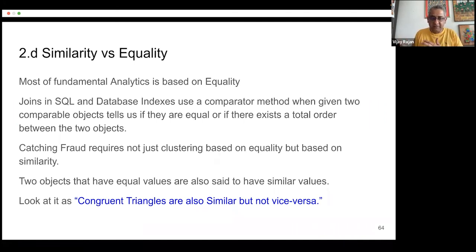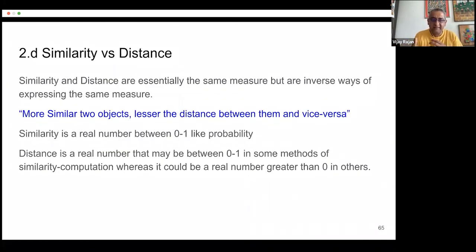And what is the definition of similarity and how does it differ from equality? Let's roll back in time. It's similar to congruent triangles being also similar, but similar triangles not always being congruent. So if two things are equal, they're definitely similar, but two things could be similar but not equal, right? That's the rough definition of similarity. And just like you have similarity, you also have distances, which are essentially the reciprocal or one minus of each other, depending on which similarity you've taken. There's cosine similarity, edit similarity, Jaccard similarity, Euclidean similarity. The more similar two objects are, the lesser the distance between them and vice versa. That's the rough relationship between similarity and distance.